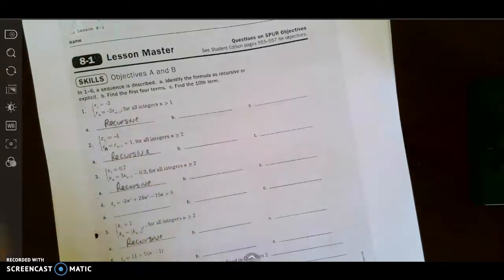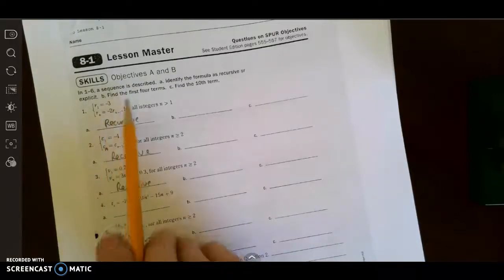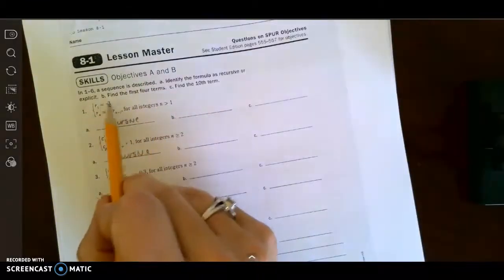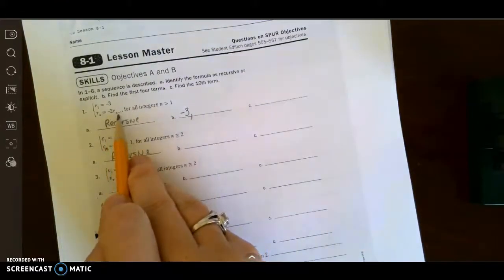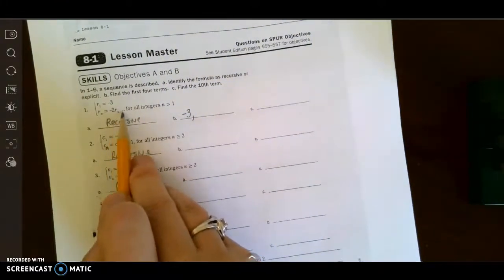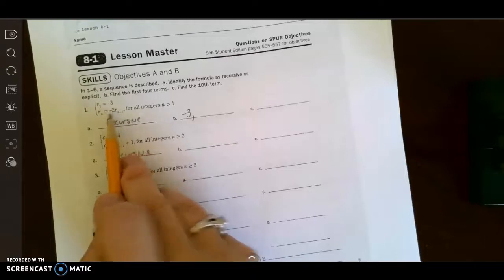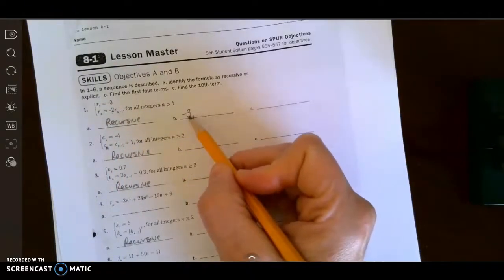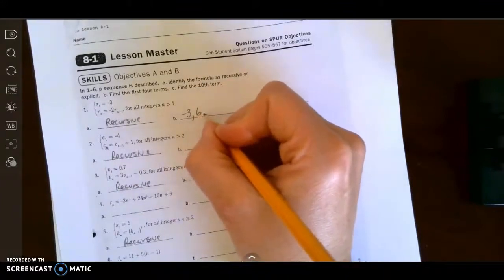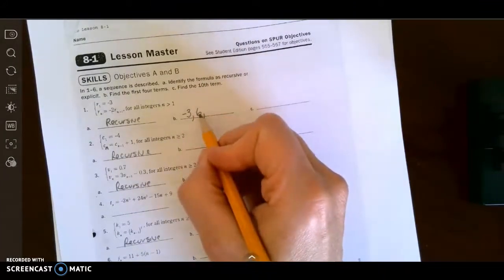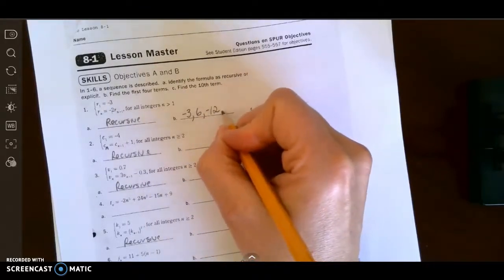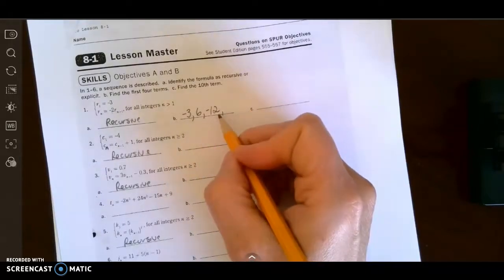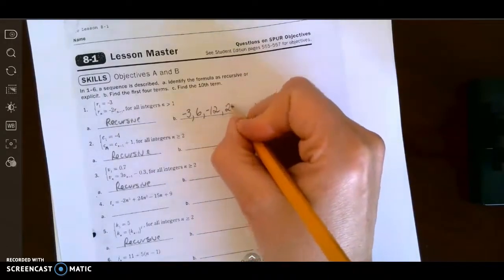All right, let's go ahead and we'll do number 1 together. Find the first 4 terms. So the first term is negative 3. That's easy to find. And it says we're supposed to take the previous term, r sub n minus 1, and multiply it by negative 2. If I multiply this by negative 2, I get 6. If I multiply that by negative 2, I get negative 12. If I multiply that by negative 2, I get 24.